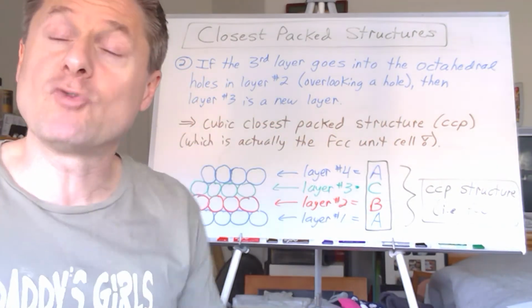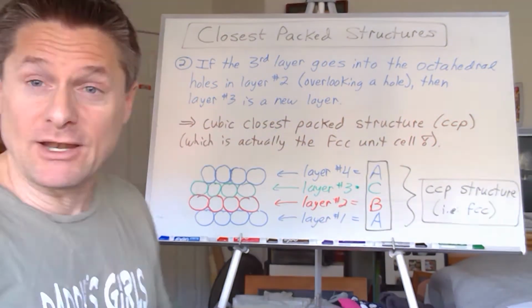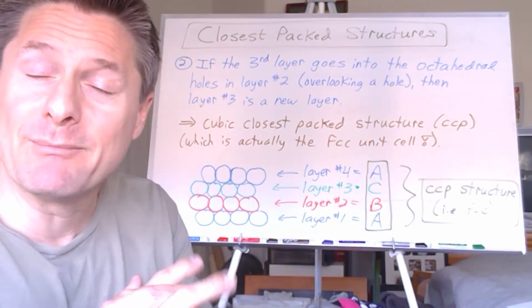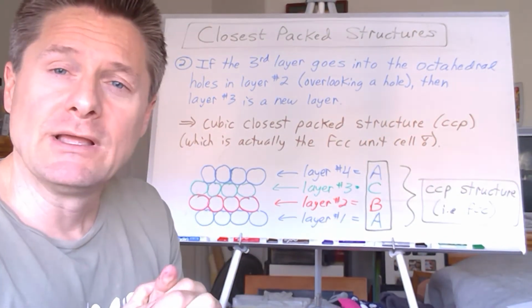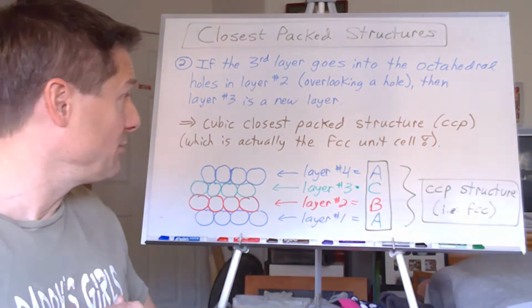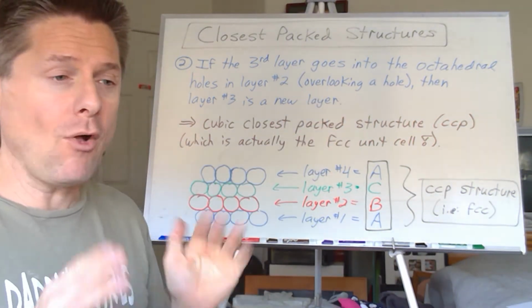So you have the coordination number of 12, just like HCP. But with the face-centered cubic, you actually get 4 atoms inside a unit cell rather than 2, like that HCP, hexagonal closest pack.